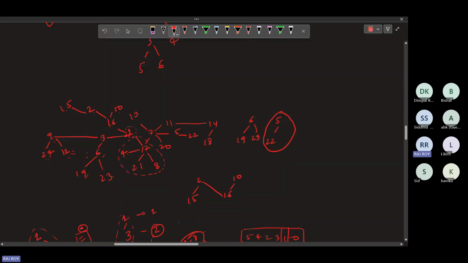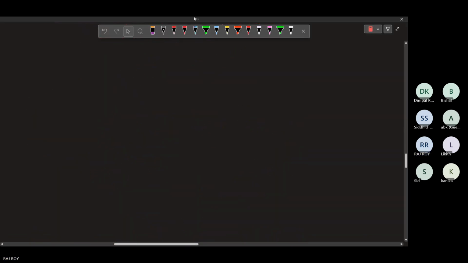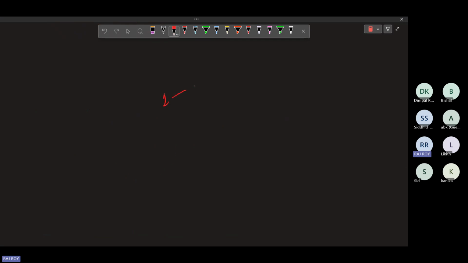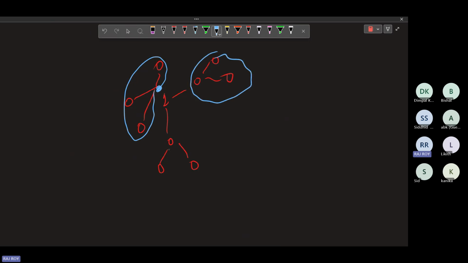So let's just see one example. Let's say we are given a tree something like this. 1 is over here and some nodes over here. If you see, 1 is connected to this node, which is having 3 extra nodes. And 1 is also connected to this subtree, which is having 3 extra nodes. And 1 is connected to this subtree, which is having 3 extra nodes.